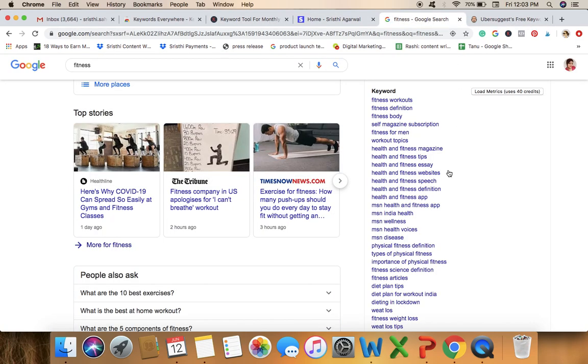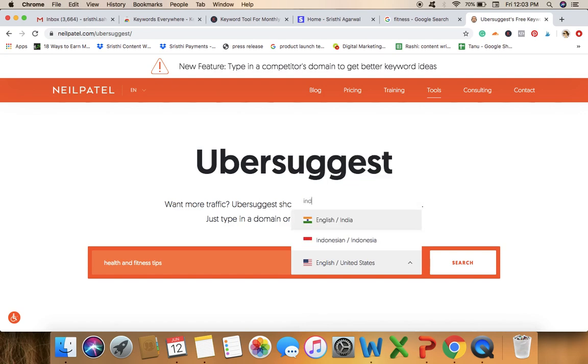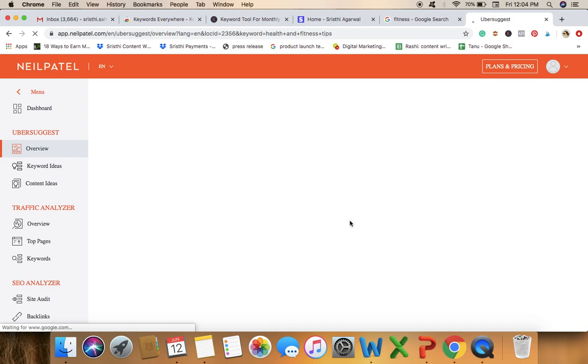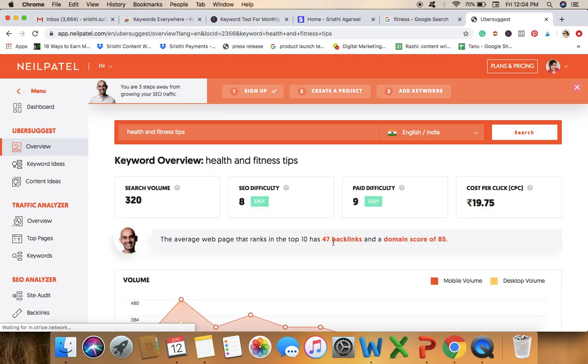Now I'm going to try some long tail keywords, like, say, health and fitness tips. This is again going to be a very highly competitive keyword, but I'm still going to search, and my market is India, so I'm going to search for English India. Okay, now let me see what the SEO difficulty is and what the search volume is overall. Okay, now look at this. This is a jackpot, isn't it? The SEO difficulty is 8.